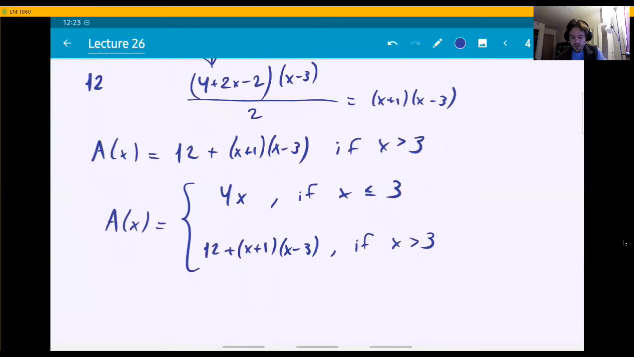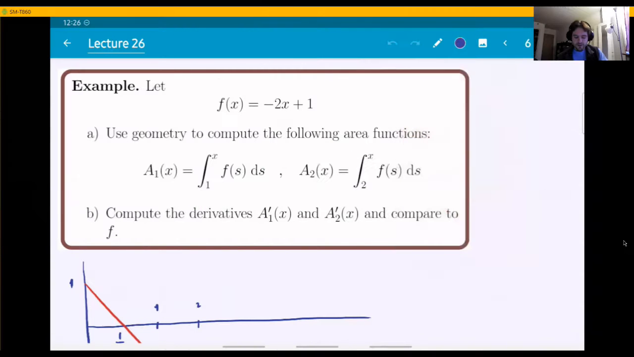So I hope this just gives you the idea that an area function is a function that depends on x. So you have a function f, minus 2x plus 1. And I'm going to give you 2 different area functions, A1 and A2, for the same f. Looking here, I use the letter s for the integration because you can use whatever letter you want. The only difference between A1 and A2 is the place where it starts. A1 starts at 1, A2 starts at 2. But they both are area functions. They go up to x. So use geometry to compute the following area functions. Let's do that.